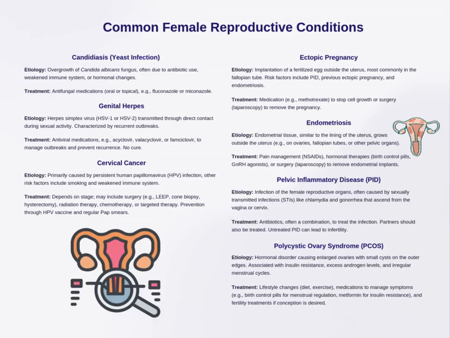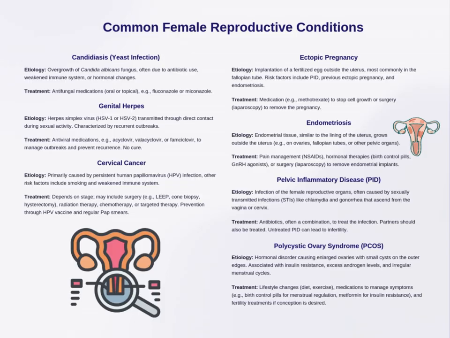Okay, some common female reproductive conditions. Candidiasis, which is a yeast infection. It's caused by the fungus Candida albicans. Very frequently, females will have a yeast infection because of the use of antibiotics. It could be hormonal changes. There are several causes. And because it is a fungus, we treat that with antifungal medications like fluconazole or miconazole.